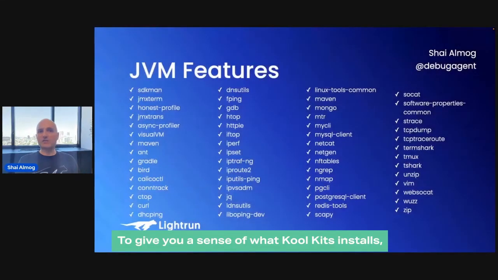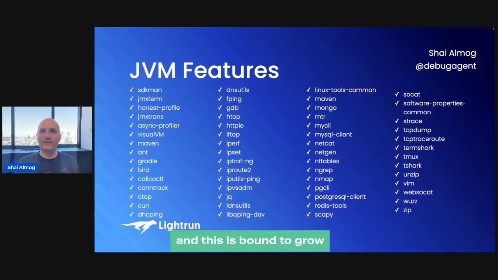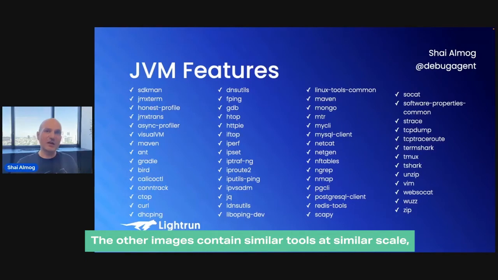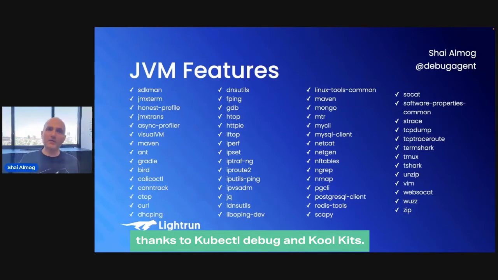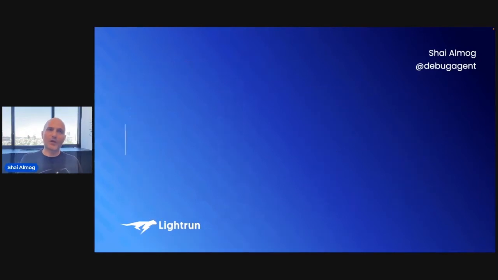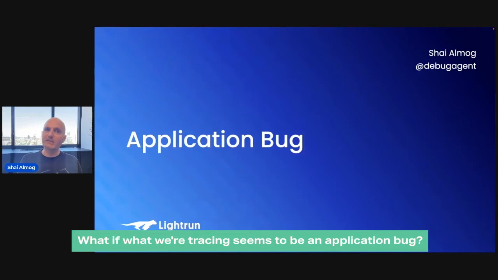To give you a sense of what KoolKits installs, this is the list of packages for the JVM client. And this is bound to grow, as you can all submit pull requests with your favorite packages. This is just the JVM specific image. The other images contain similar tools at a similar scale, and you can get all of that thanks to kubectl debug and KoolKits.